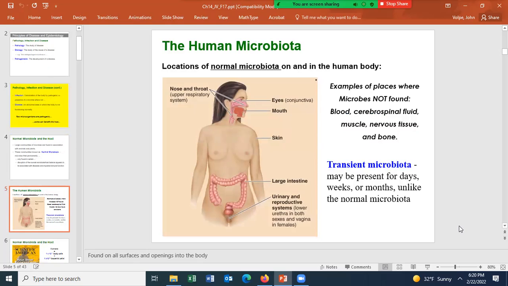All right, so this slide is trying to show you the locations of the normal microbiota in the human body. It's 6:20. Yeah, I know. Let me just finish this slide.